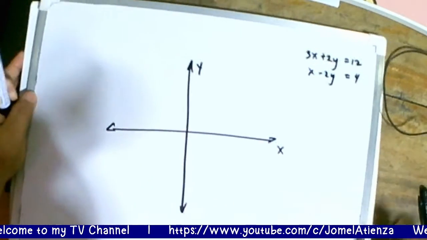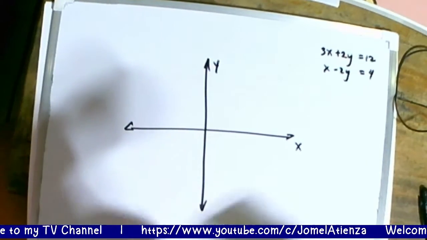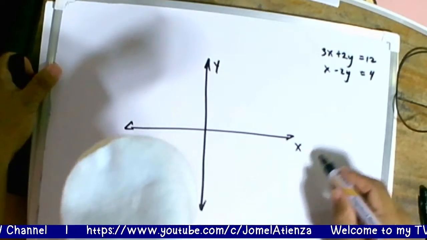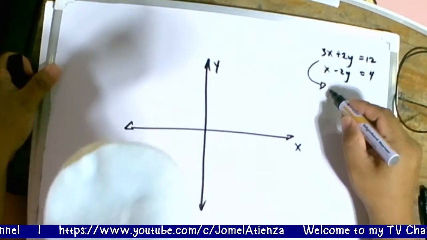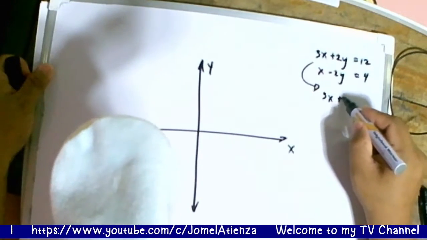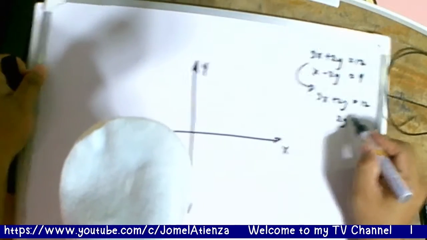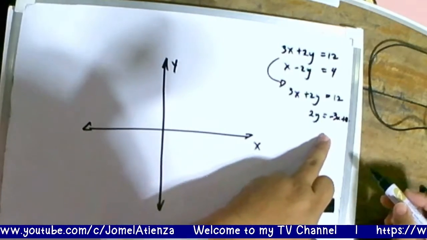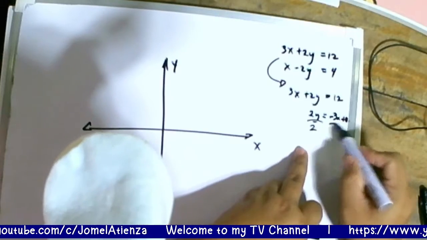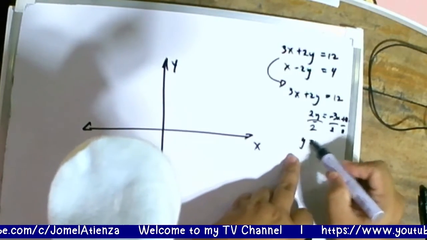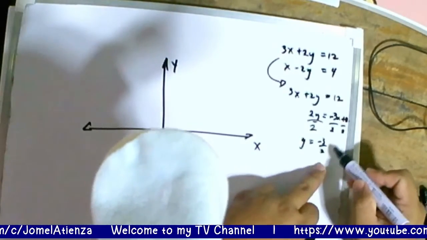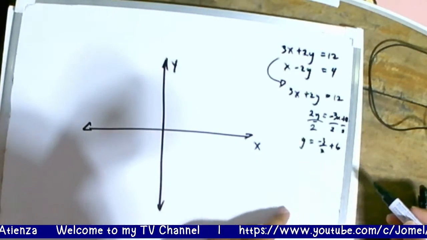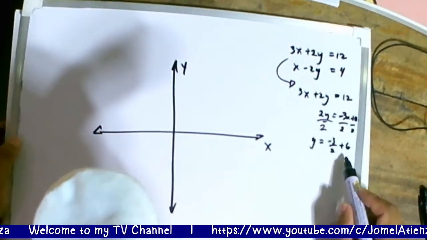So once again, ito yung ating whiteboard. Our first equation, if we rewrite it in the slope-intercept form, i-rewrite muna natin ha. So 3x plus 2y equals 12. So 2y is equal to negative 3x plus 12. Okay? And then divide both sides by 2. Therefore, y is equal to negative 3 over 2 x plus 12 divided by 2, so we have 6. Therefore, yung ating y-intercept dito ay 6.